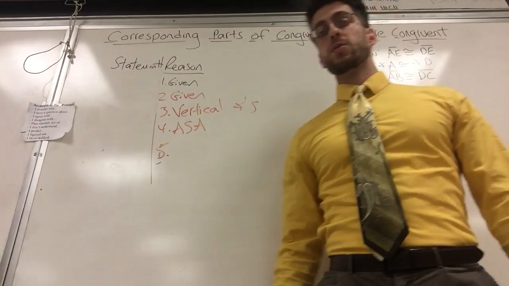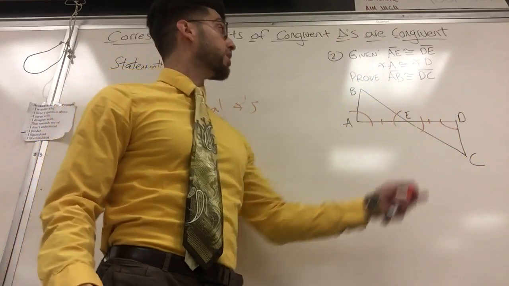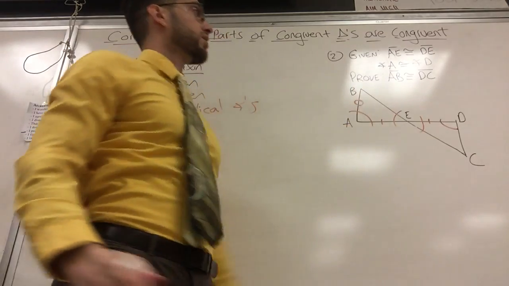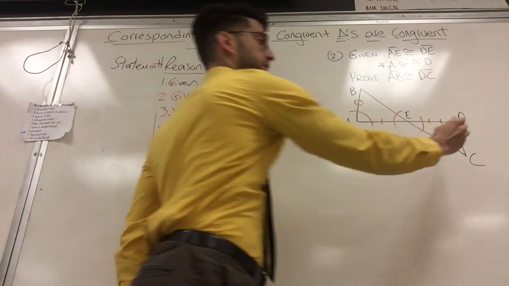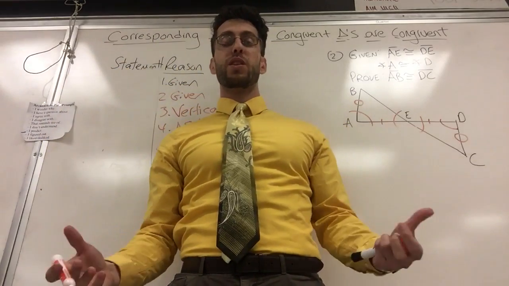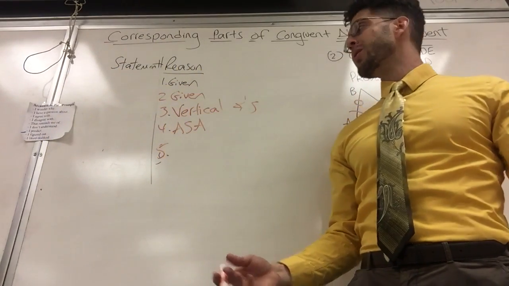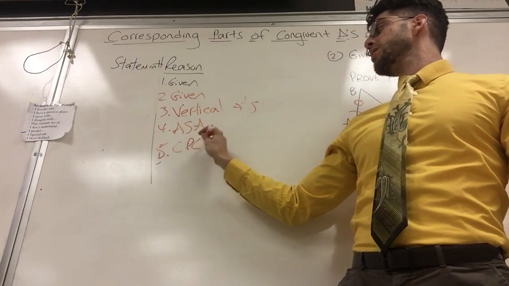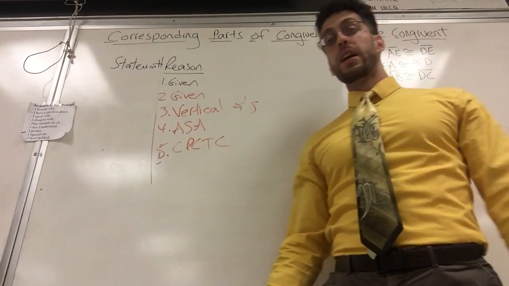And just like the last one, now what do I want? I want to prove that AB, this is AB, is congruent to DC. This is DC. What are those? Those are parts of triangles. How do you prove that parts are congruent? I just told you the two triangles are congruent. So then I'm going to use CPCTC as my last reason.